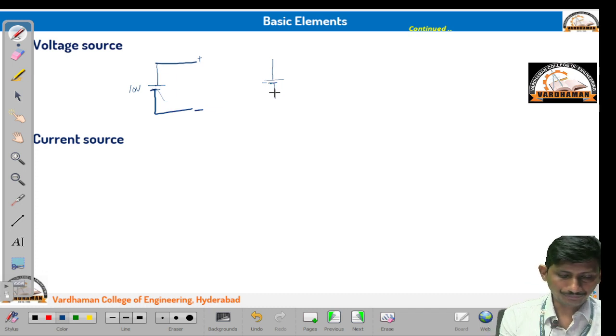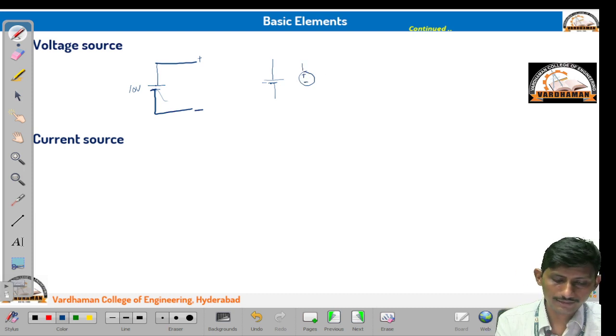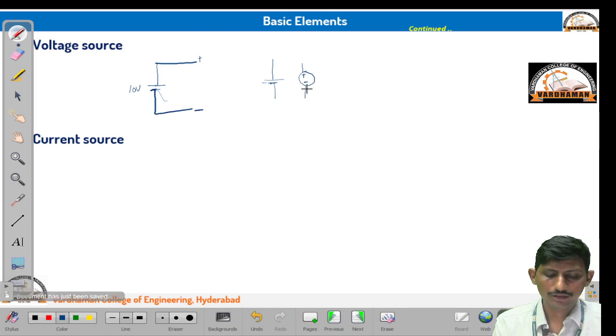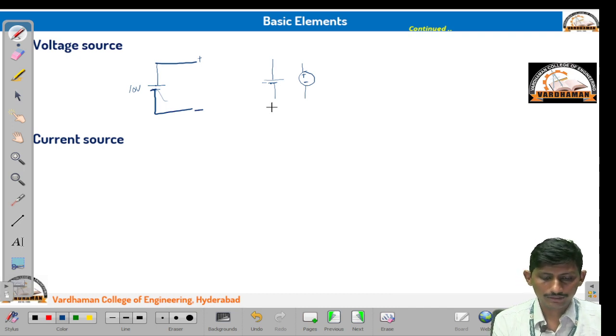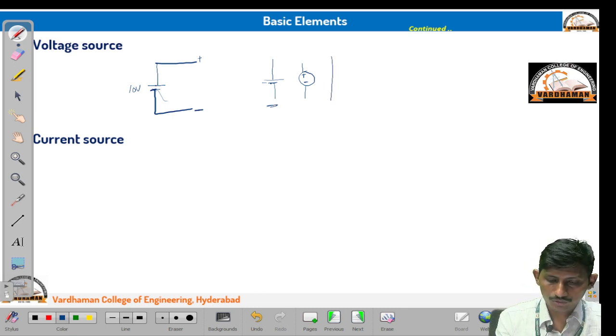Right. So, another representation of a DC voltage source is a plus and minus inside a circle. This is another representation. You can use any one of these two. Either way it is a DC voltage source, especially when you want to represent a battery, we use the first representation. Okay. So, an ideal voltage source is expected to deliver constant voltage for any amount of connected load.